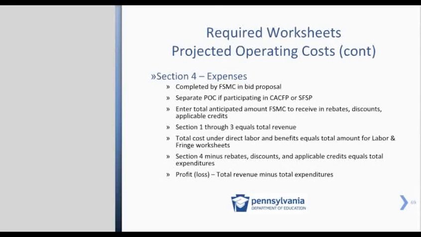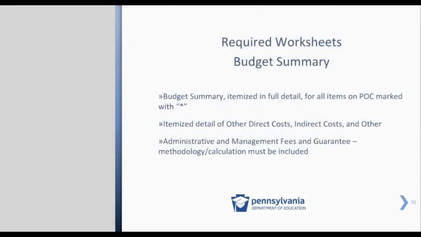Section 4 also contains the rebates, discounts, and applicable credits that equal total expenditures. A separate invoice showing how the FSMC will offer the rebates, discounts, and applicable credits to the SFA must be included in the final approved contract. The profit and loss section is the total revenue minus total expenditures. Items marked with an asterisk must be itemized in full detail on the budget summary page. This is to ensure that expenses are not being charged in 2 categories and to transparently evaluate changes to expenses from the original year contract to the renewal year contract.